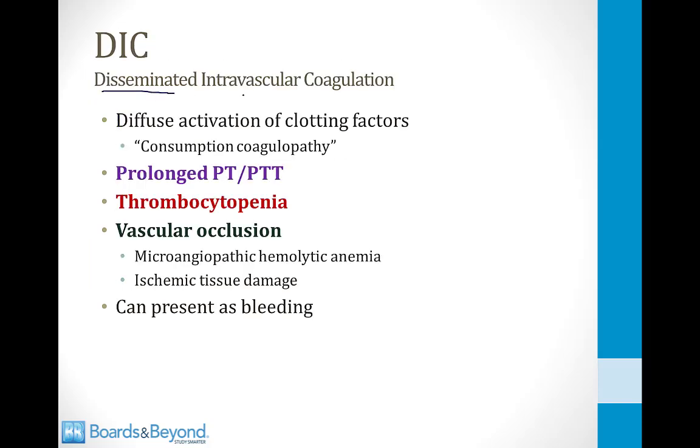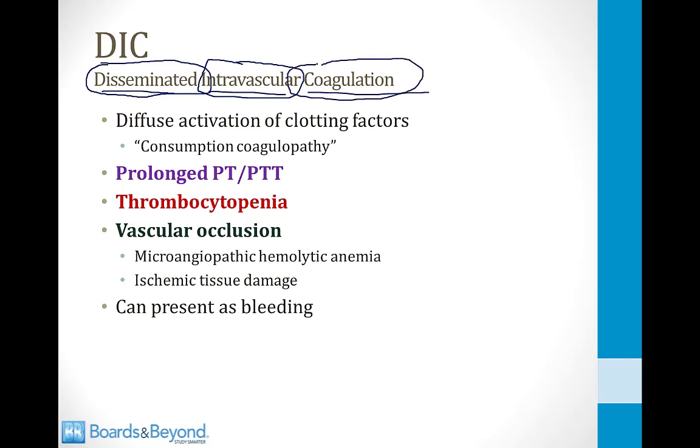DIC stands for disseminated intravascular coagulation, and the name tells you everything you need to know about this disorder. It's disseminated, so it occurs diffusely throughout the body. It's an intravascular process that occurs inside of blood vessels, and it involves activation of coagulation factors. Essentially in DIC, there is a diffuse activation of clotting factors. It's sometimes called a consumption coagulopathy. There is so much clotting going on that all the clotting factors are consumed. This results in prolongation of the PT and PTT. Essentially, you run out of clotting factors from all the clotting occurring throughout the body.